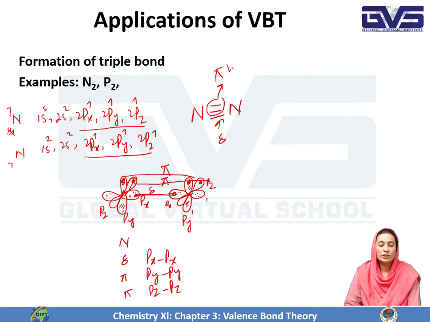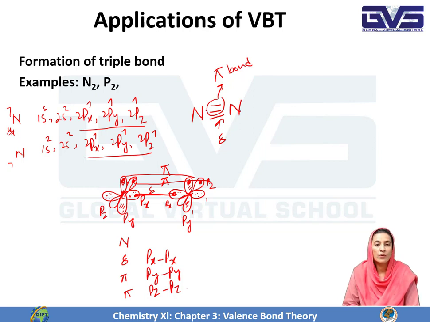And this bond is even stronger and more stable as compared to the double and single bond. It is because 3 bonds are formed, so more energy will be released and a stable bond will be formed. P2 also has the same, just like nitrogen. Its valence orbitals have 3 partially filled valence orbitals, so it will form a triple bond.